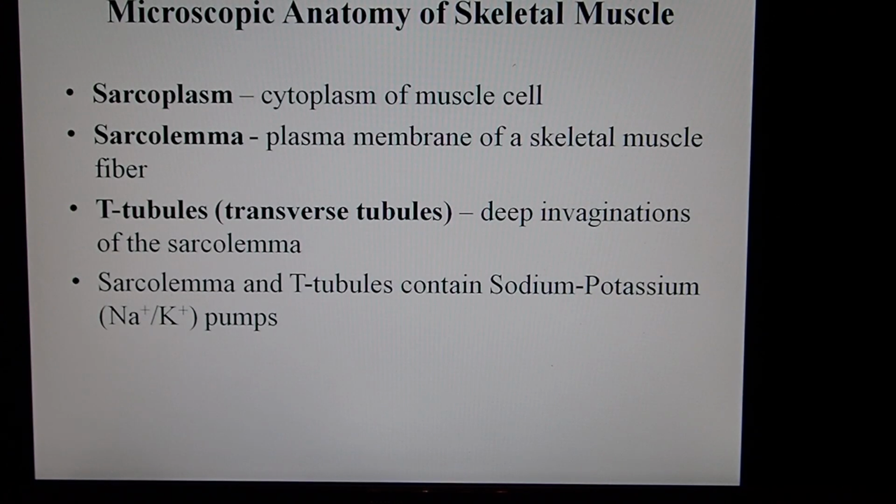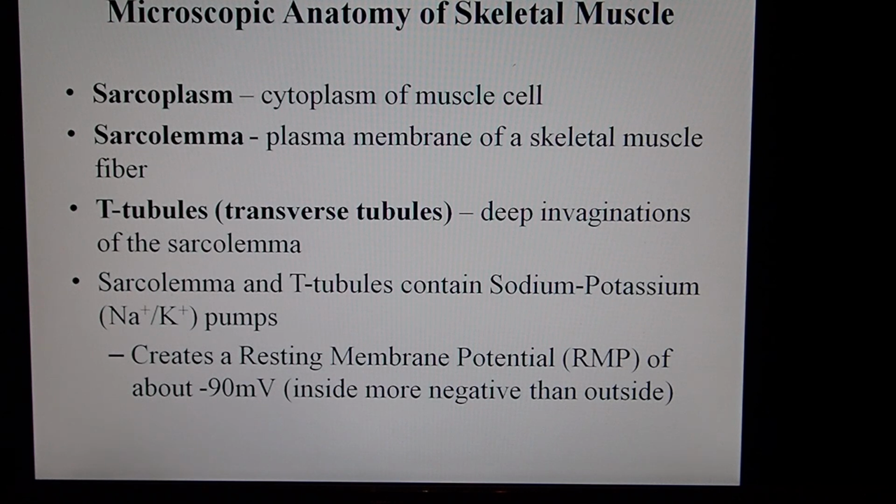The sarcolemma and the transverse tubules are going to contain sodium-potassium pumps, and you'll recall we talked about sodium-potassium pumps, this ion exchange. And as we talked about, we're going to move 3 sodiums out and 2 potassiums in for every cycle of that sodium-potassium pump.